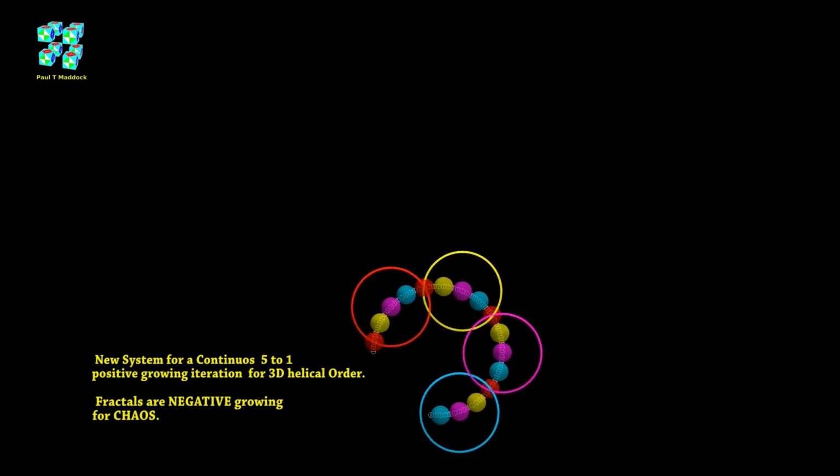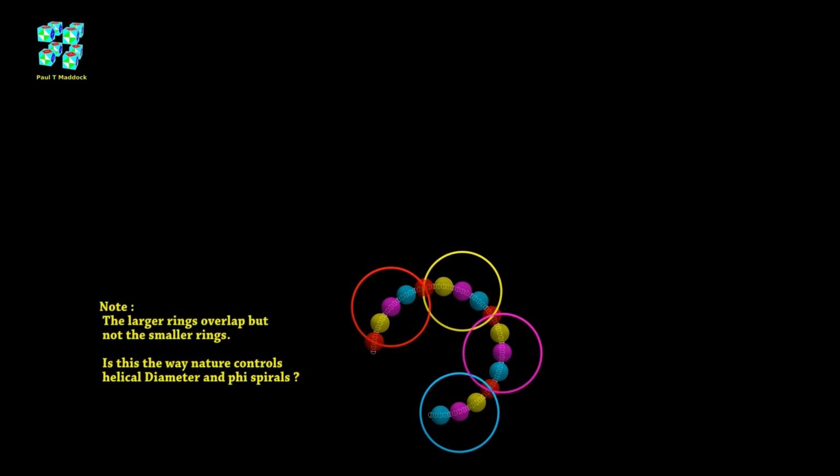I guess the academic system is that you end up as a baby, but quad step takes you in the positive direction, and that gives us 3-dimensional order and not chaos. Okay, looking at this, I've come up with something interesting. Now look at this in front. The larger rings are overlapping, but not the smaller rings.